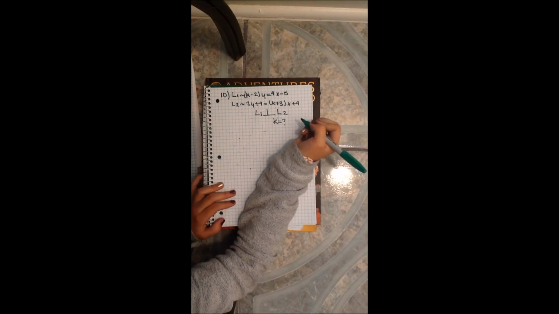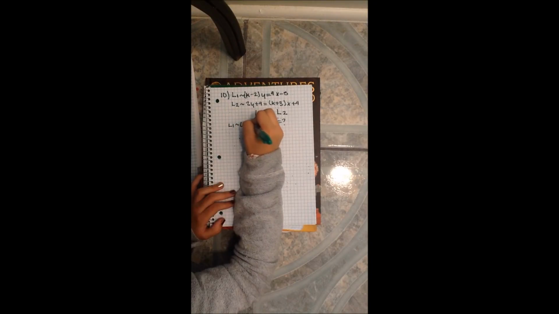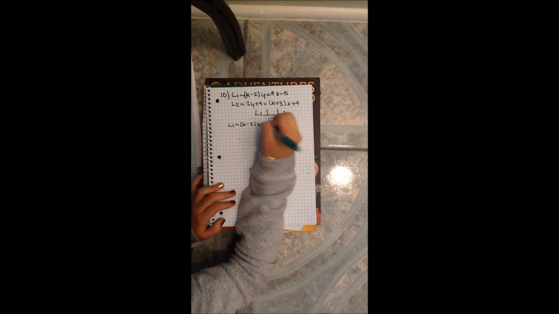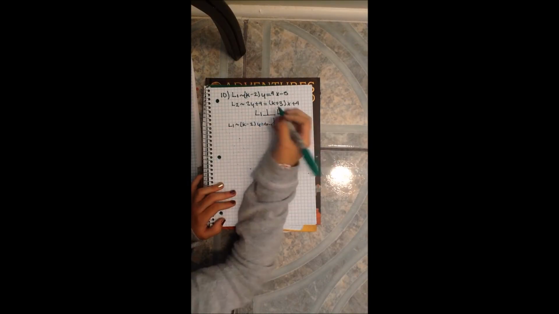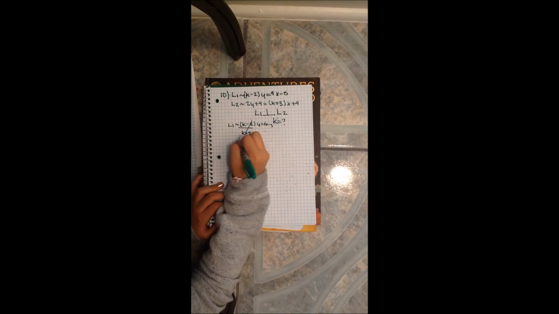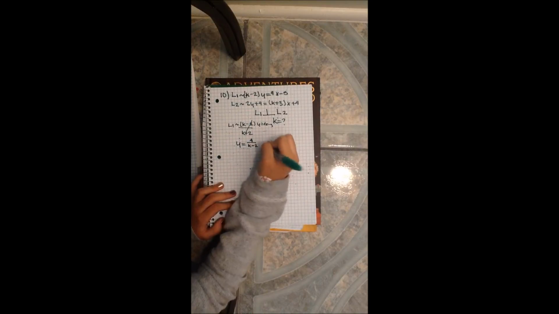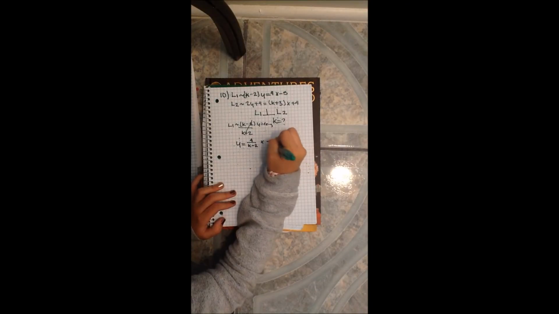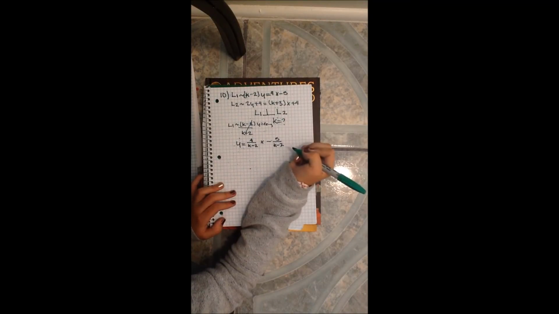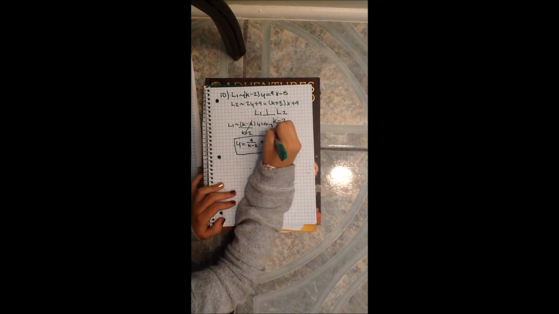So line 1 is k minus 2 times y equals 4x minus 5. Divide this by k minus 2 to isolate your y. It cancels out, so it would be y equals 4 over k minus 2 x minus 5 over k minus 2, and this would be my equation for line 1.